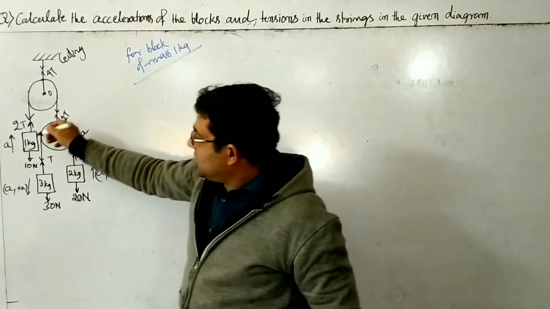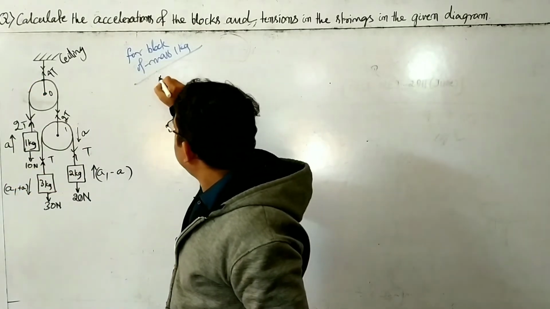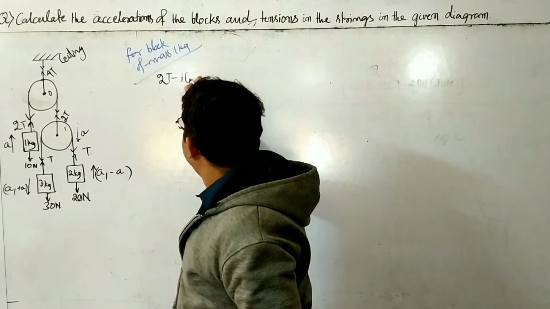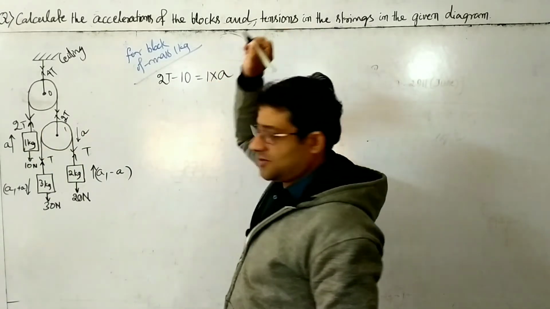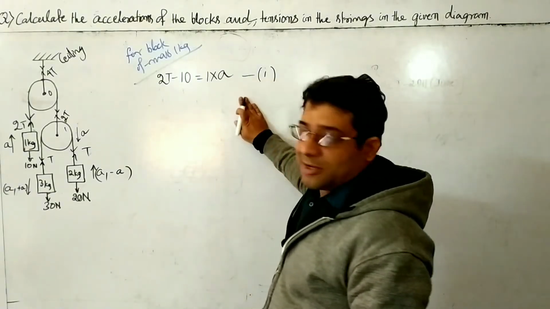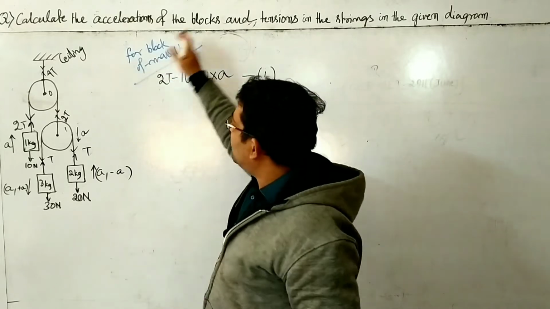Now see, this is moving up, that's why tension must be greater than the force. So 2T minus 10 is equal to the mass of the block multiplied by the acceleration. Let's make some drama, call it equation 1. And now for the block, I am not changing the color of the pen.